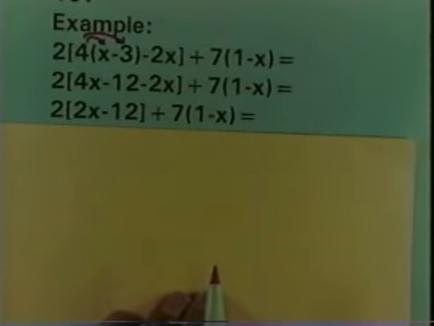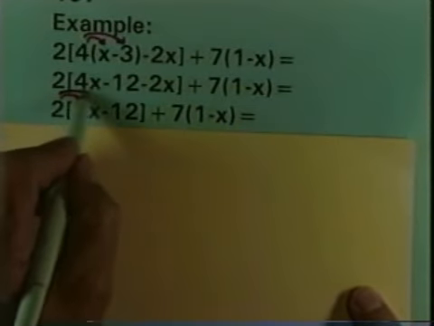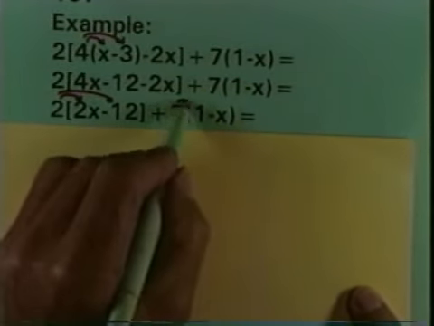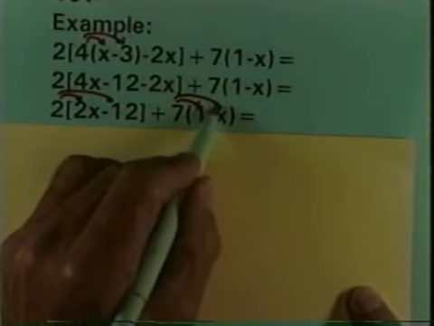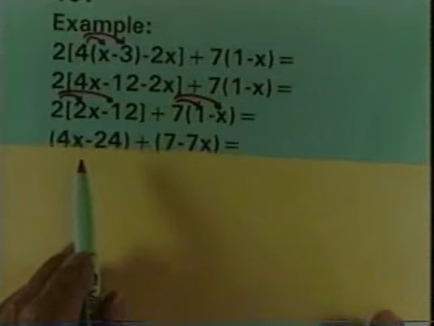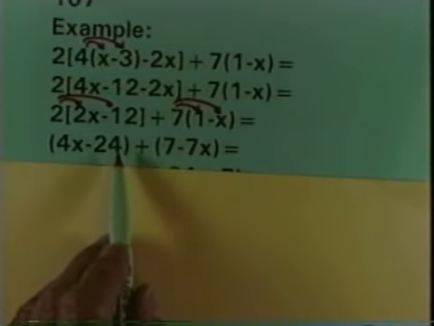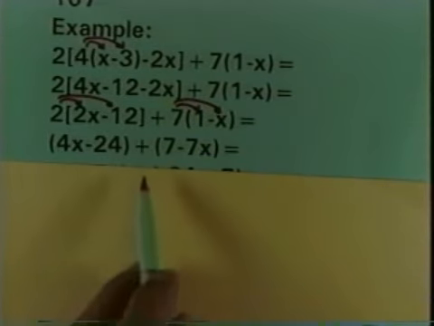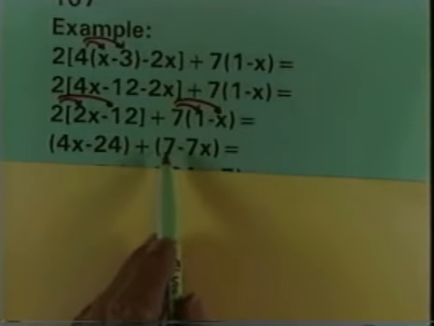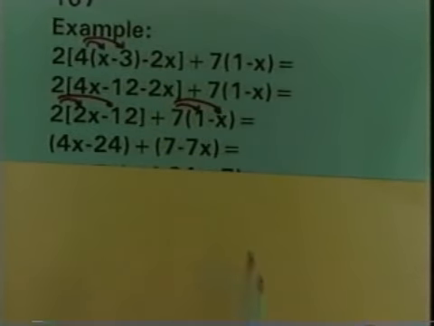Now I'm ready to distribute again. The 2 times the 2x, the 2 times the negative 12, the 7 times the 1, the 7 times the opposite of x. 2 times 2x is 4x. 2 times the negative 12 is a negative 24. 7 times 1 is 7. 7 times the opposite of x is a negative 7x.